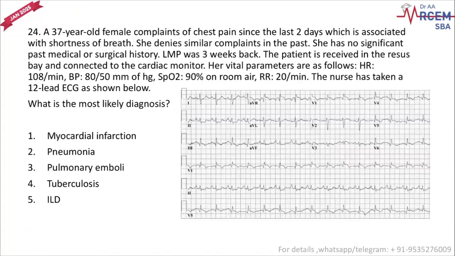A 37 year old female complains of chest pain since the last couple of days, which is associated with shortness of breath. She denies similar complaints in the past. She has no past medical or surgical history. LMP was 3 weeks back. The patient is received in the resus bay and connected to the cardiac monitor. On the vital parameters, tachycardia is present and hypotension is present. The nurse has taken a 12-lead ECG. What is the most likely diagnosis?